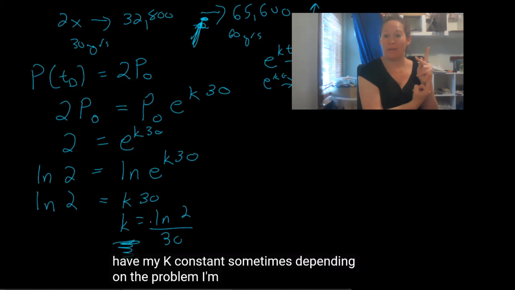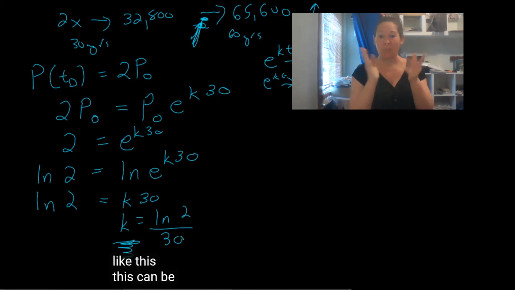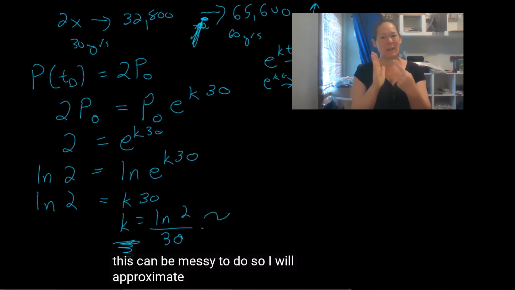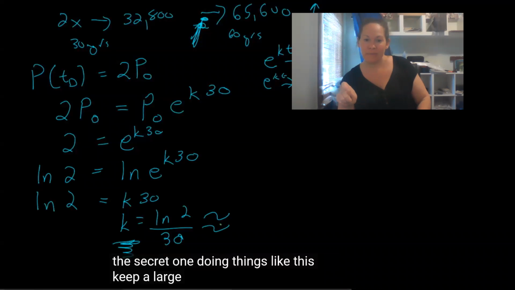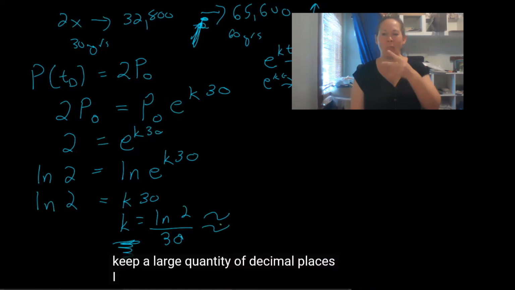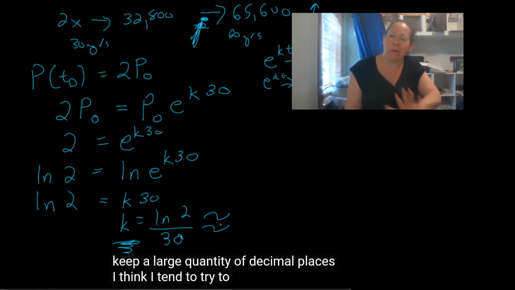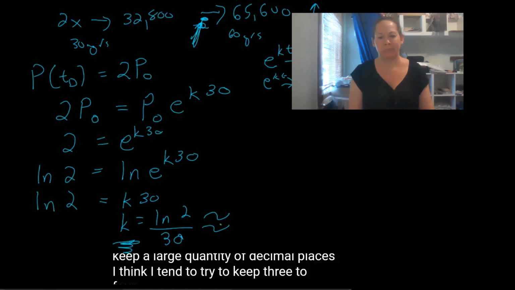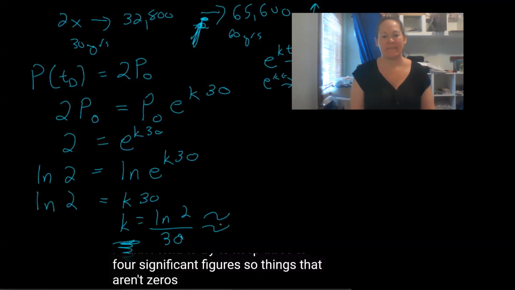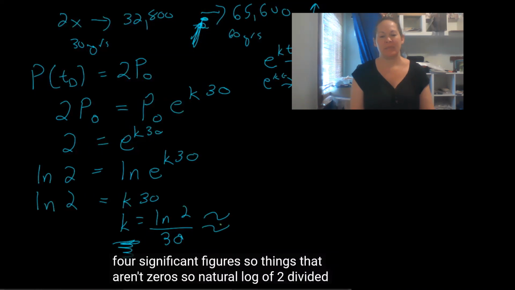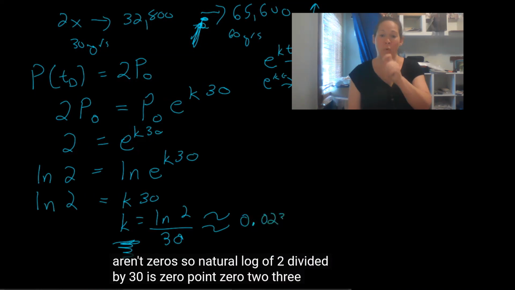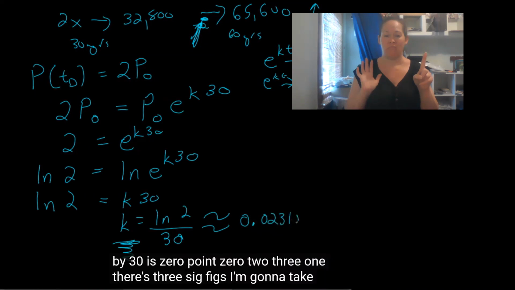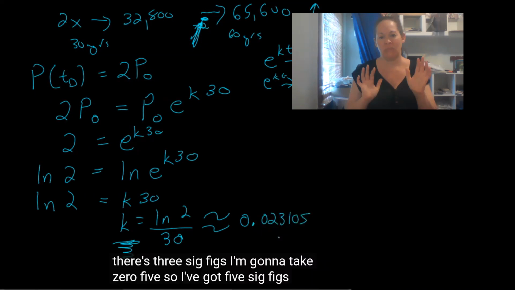Sometimes, depending on the problem I'm doing, I leave it like this. This can be messy to do, so I will approximate it to a decimal. Now here's the secret. When doing things like this, keep a large quantity of decimal places. I tend to try to keep 3 to 4 significant figures, so things that aren't zeros. So natural log of 2 divided by 30 is 0.0231. There's 3 sig figs. I'm going to take 0.5, so I've got 5 sig figs for right now.